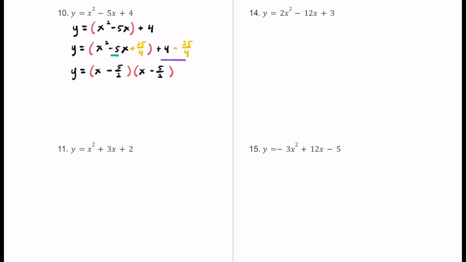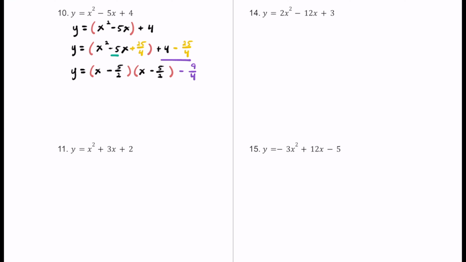Now in terms of this part over here, this might be a little bit annoying to do on the side, but keep in mind that this 4 is the same thing as 16 over 4, right? That equals 4, and we need common denominators. So we're just going ahead and saying, okay, 16 over 4 take away 25 over 4 is going to be negative 9 over 4, okay? So that's what 4 take away 25 over 4 is. Let's go ahead and write minus 9 over 4.